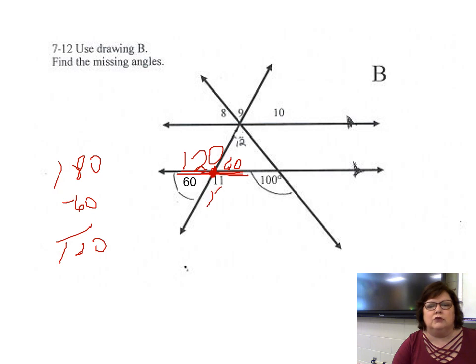All right, and 120 for the other vertical. Okay, so get that whole group. Same thing with the 100, the vertical, and then 180 minus 100, 80, and 80. So now we've got all of that filled in. We're ready to make something jump to the other parallel.